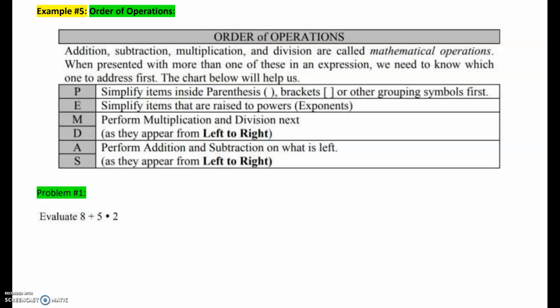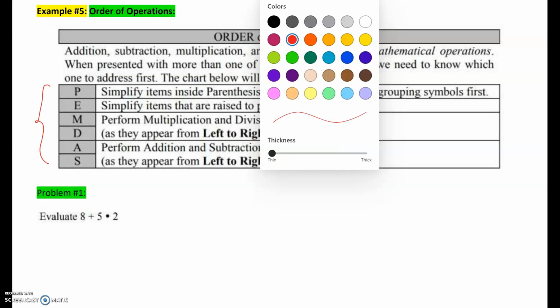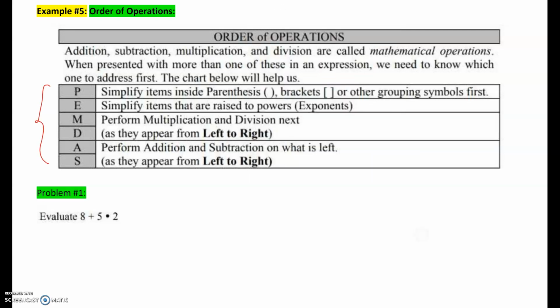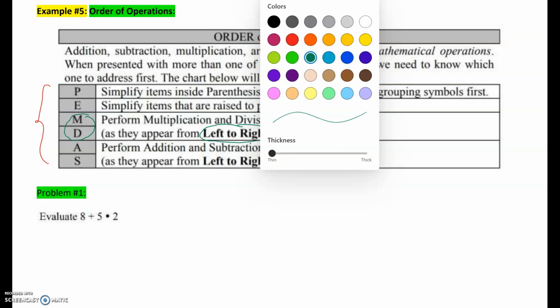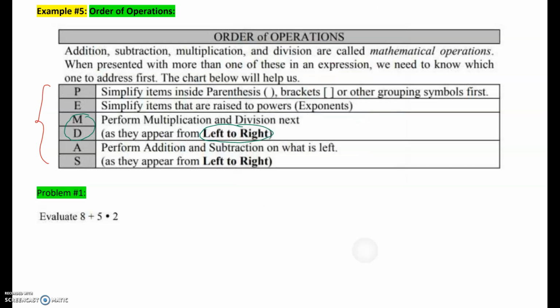Hi class, we need to take a look at order of operations. So here are the basic rules. The ones I need you to pay close attention to are multiplication or division, since technically they're supposed to be done from left to right, as if you're reading a book. Furthermore, you also have addition and subtraction, and you also have to do them from left to right, as if you're reading a book.